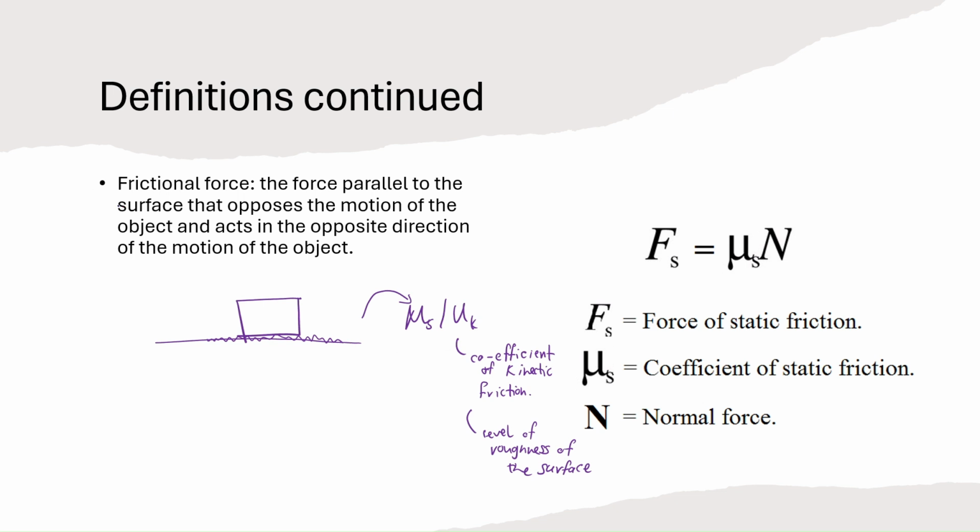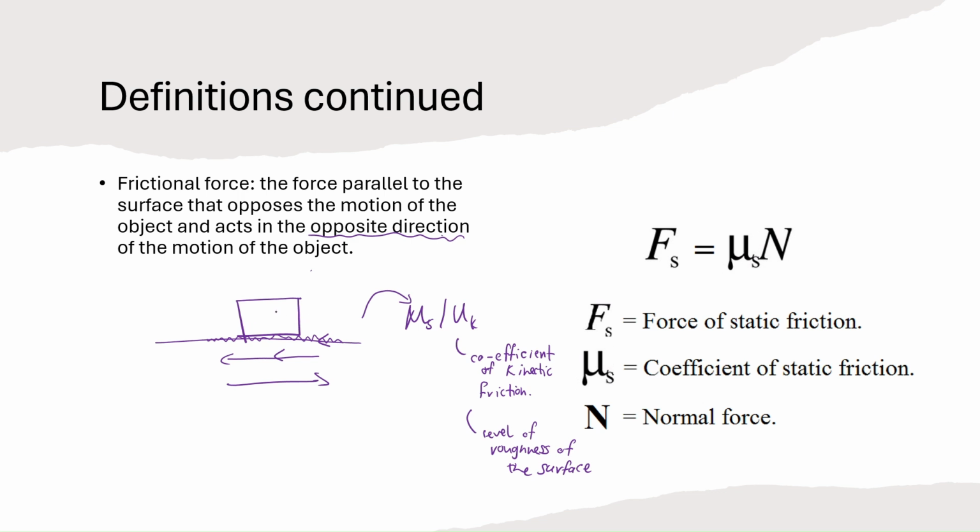So let's go into it again. Frictional force is the force parallel to the surface. So here's a block. There's the surface. The frictional force is parallel. Right? They are parallel. There's the surface. There's my frictional force. It can either act that way or that way depending on the motion of the block. And it's parallel and it acts in the opposite direction to the motion of the object.